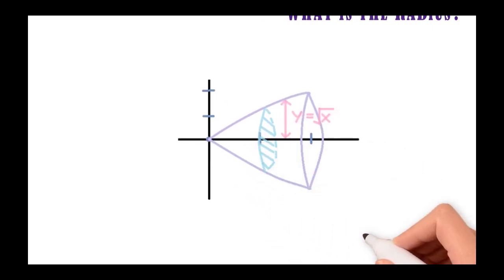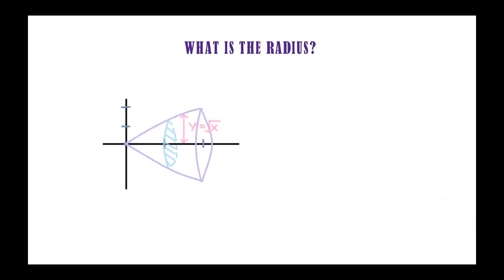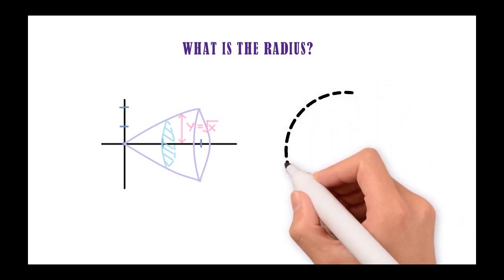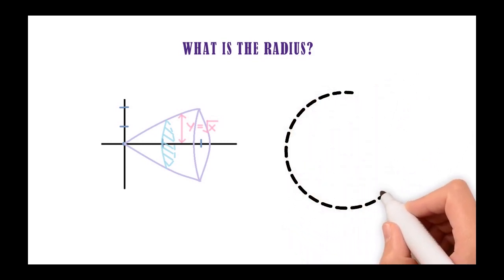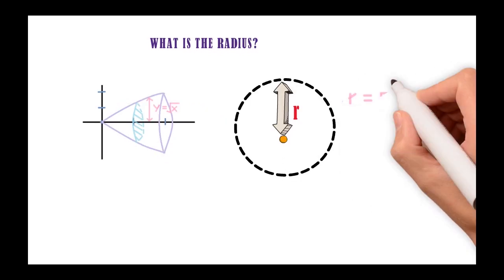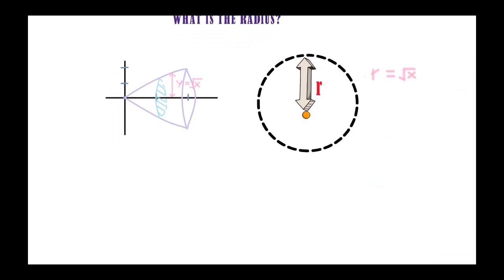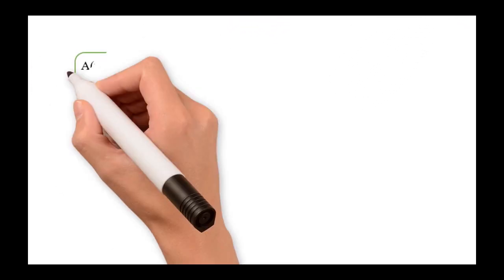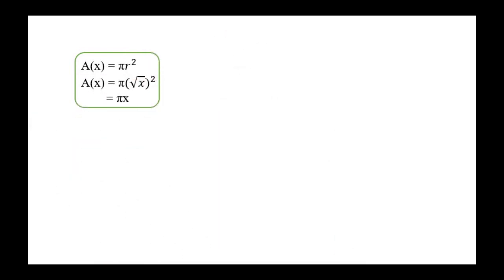The radius in this case is the distance from the x-axis to the curve. If you notice, we are already given the radius by the function. So, the radius is y equal to square root of x. We all know how to calculate the area of the circle. Let's say the area of x. So, we need to find the area of x by equating it to pi r squared. And voila! We will get the area as pi x.